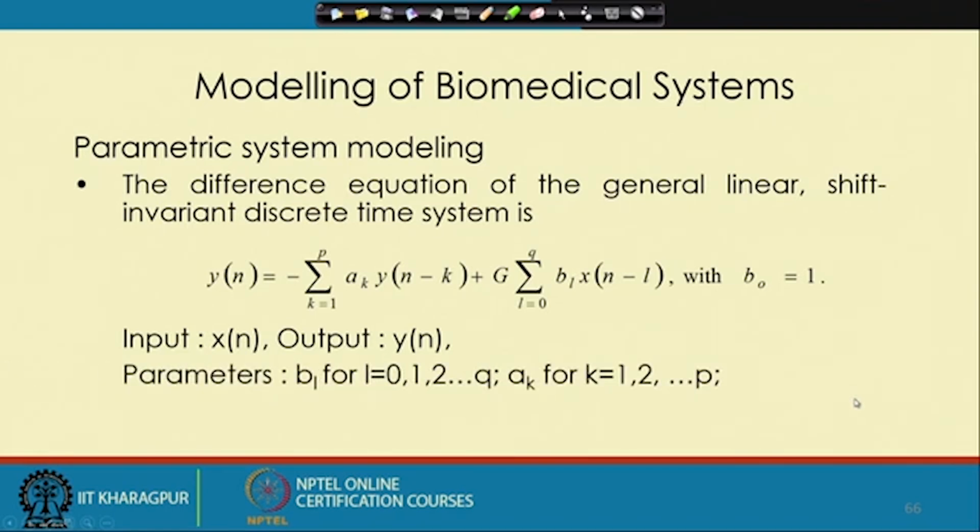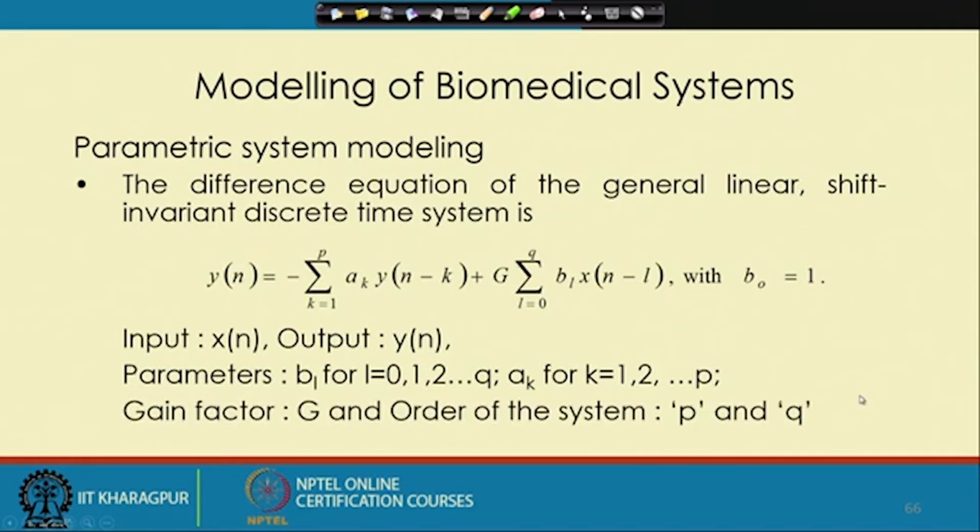y[n]. Here we use a couple of parameters, the a_k's and b_l's, which decide the characteristics of this linear equation, and we have a gain factor, g, which gives how much magnification would happen. The order of the system is given by p and q. p is the number of a_k terms, and q is the number of b_l terms.